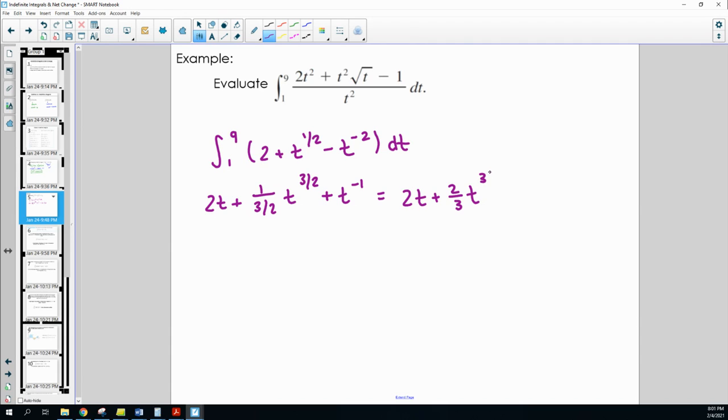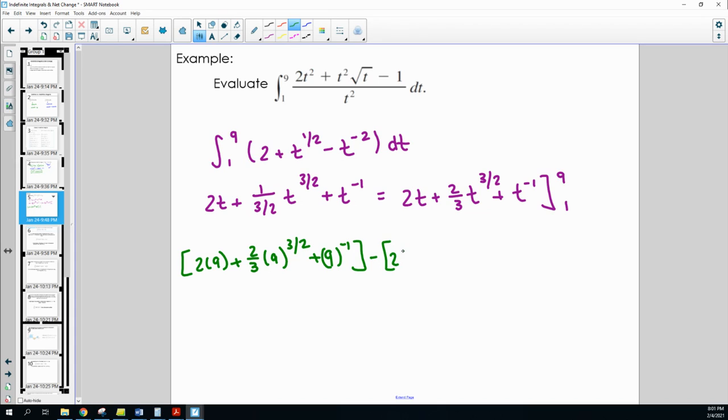So t to the 3/2 plus t to the -1. And then I'm evaluating it from 1 to 9. So what I'm going to do here is plug in 9, and then I'm going to plug in 1. So I'll do 2 times 9 plus 2/3, 9 to the 3/2 plus 9 to the -1, minus 2 times 1 plus 2/3, 1 to the 3/2 plus 1 to the -1.